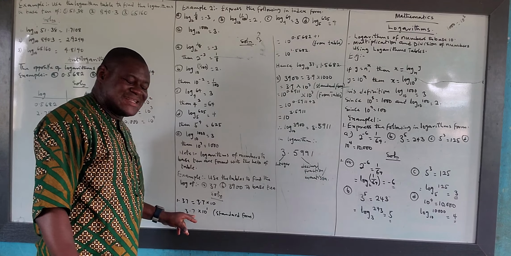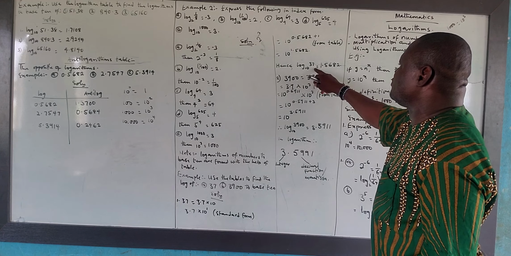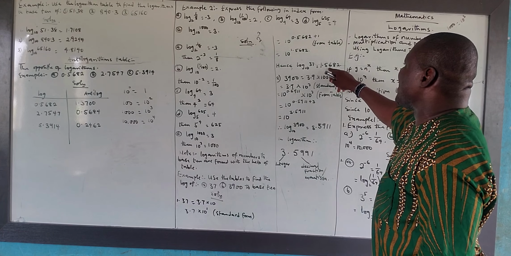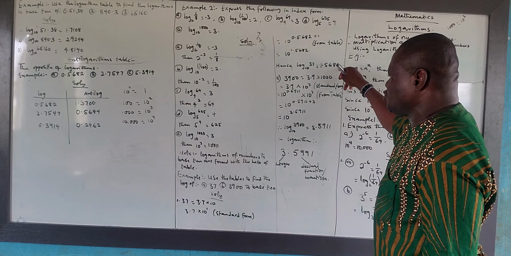So from our table we can now have this. That is from our logarithm table. So hence we have log 1.37 is equal to 1.5682.